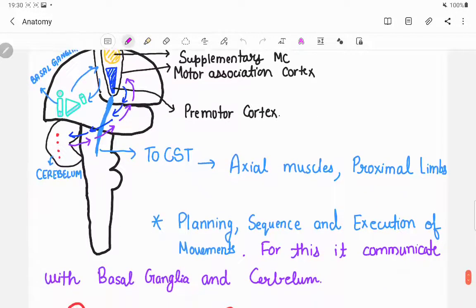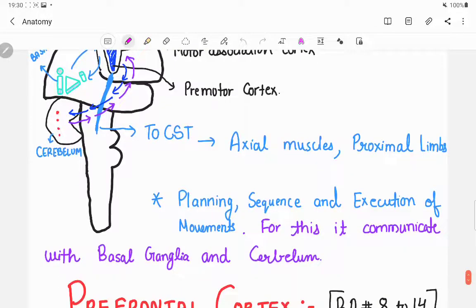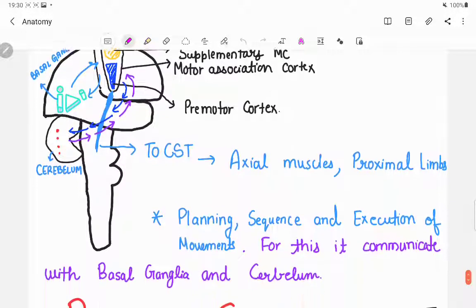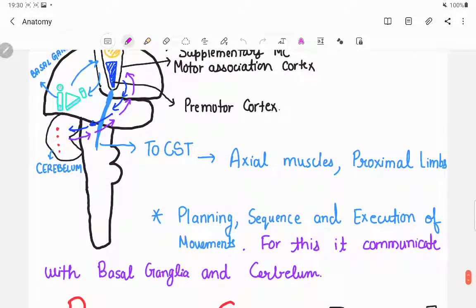This area is very important as it is responsible for planning, sequence and execution of movements. We have already talked about this function. Now let us see how this controls the planning, sequence and execution of movements. It has a lot of connections with the basal ganglia as well as the cerebellum of the brain. See, this is the basal ganglia. This is connected to the motor association cortex, and it also has connections with the cerebellum. So collectively, with all these structures, it helps in planning, sequence and execution of movements.